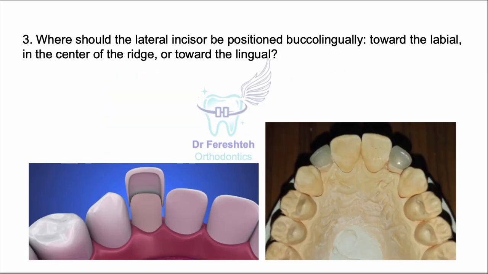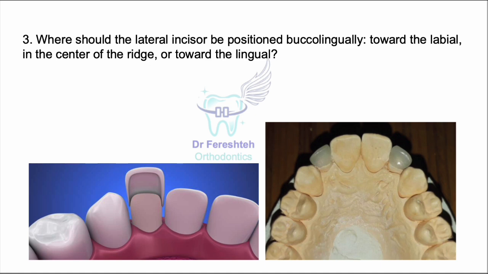Where should the lateral incisor be positioned buccolingually? Toward the labial, in the center of the ridge, or toward the lingual? The answer to this question depends on the type of permanent restoration that will eventually be constructed for the tooth. In most cases, during orthodontic treatment, a temporary composite buildup is placed on a peg-shaped lateral incisor. However, eventually, this tooth may be restored with either a porcelain laminate or a porcelain crown.